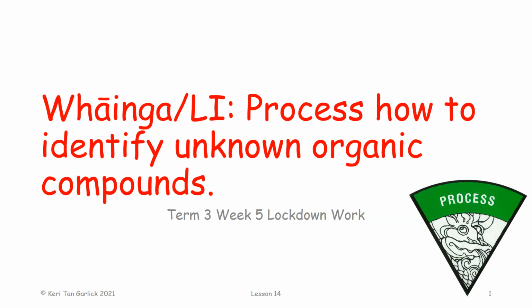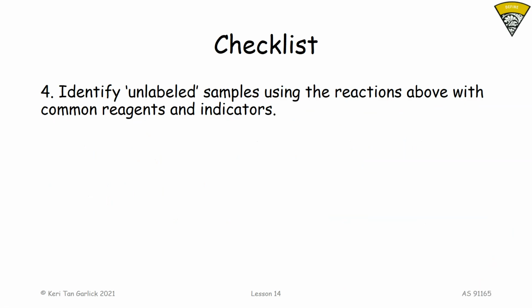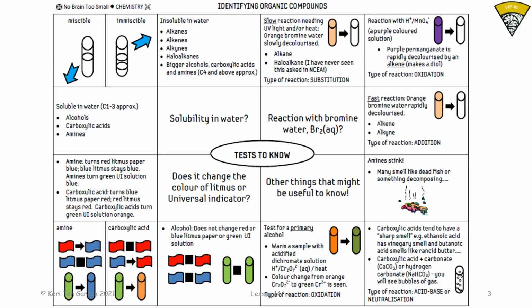This is going to be really similar to the stuff that we did for ion identification. It's just in the context of organic chemistry. On our checklist today, we are looking at number 4, which is identify unlabeled samples using the reactions above, using common reagents and indicators. And in fact, you guys have already been looking at some of these reactions. They probably were already mentioned when you were learning your functional groups and your various types of reactions. So now we're just looking at it under a different lens.